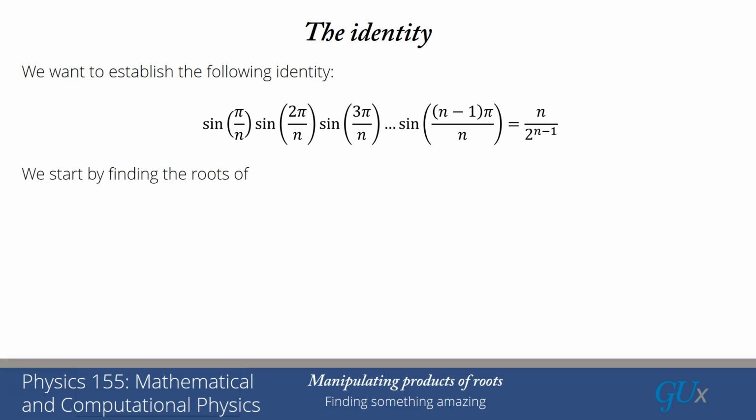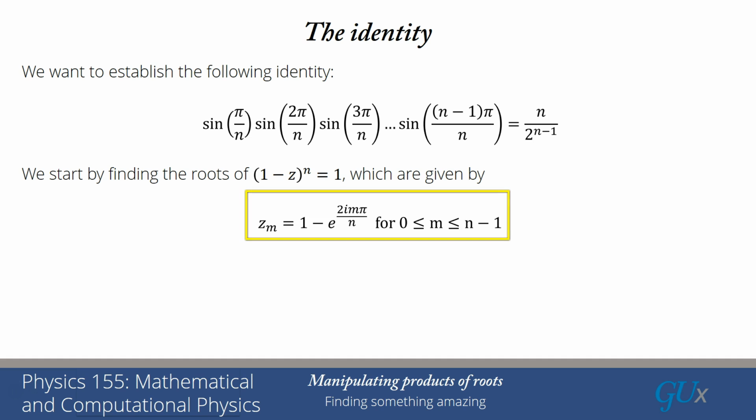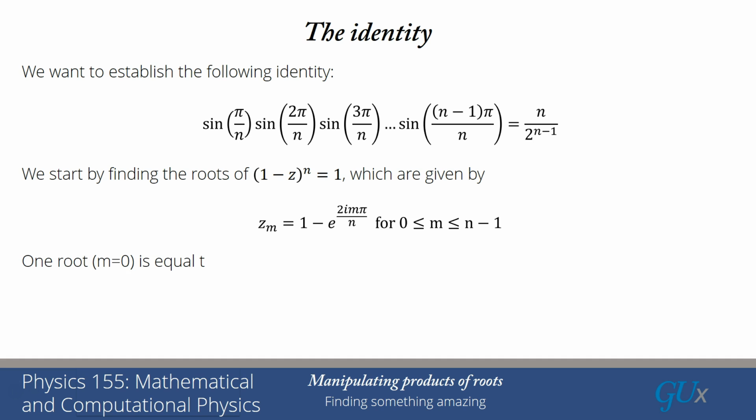So we're going to start by first finding the roots of (1 minus z) to the n equals 1. And to do that, I'm going to find the nth roots of unity by taking the 1 over n power of that equation, and then 1 minus an nth root of unity will equal z. And so we get z_m is 1 minus e to the 2i m pi over n for 0 less than or equal to m less than or equal to n minus 1. And you notice that when m is equal to 0, then e to the 2i m pi over n is equal to 1, and one of those roots is equal to 0.